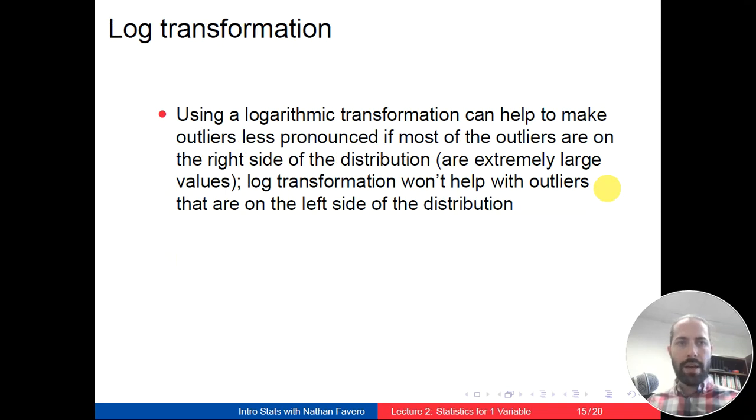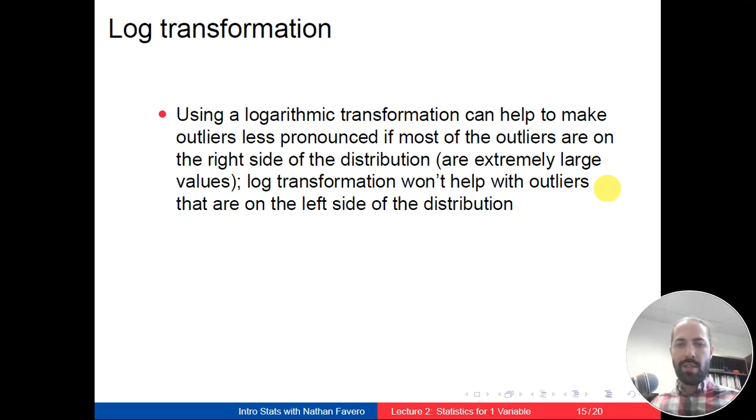Let's talk now about another transformation. This one is maybe slightly more complicated. It's called a logarithmic transformation. Logarithmic transformations are, again, a little bit harder to understand, perhaps, but they can be extremely useful because we can use them to make outliers less pronounced if we have outliers that are extremely large values.